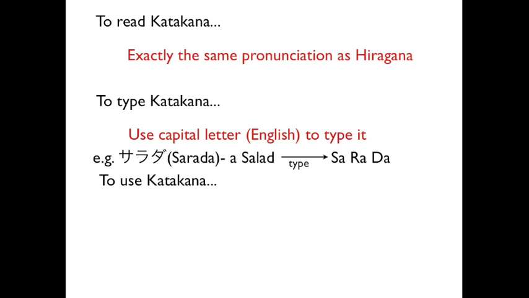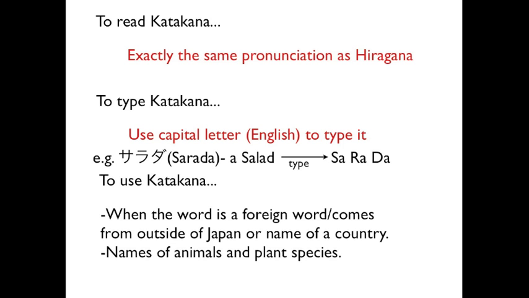So when do you use katakana? Katakana is usually used for foreign words and words that come from outside of Japan, or names of countries, and also it's usually used for animals and plants. I don't really know why, but those are some of the things that you can use katakana for.